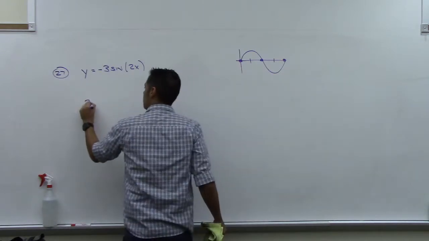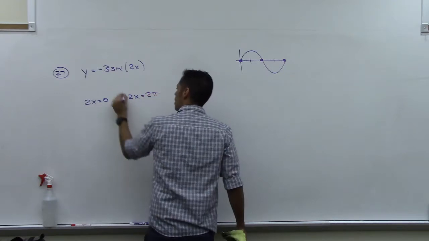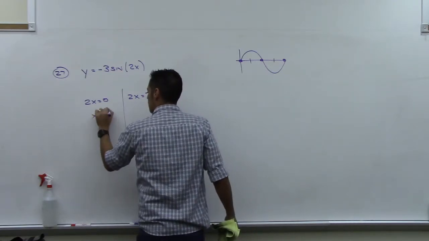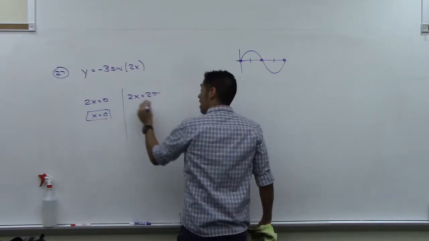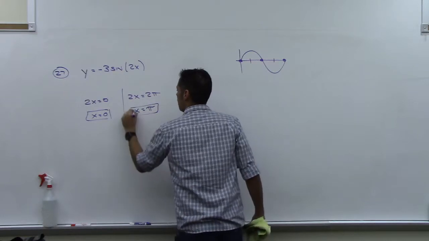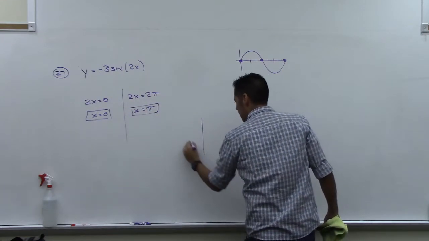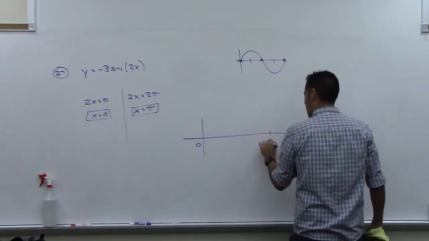So I set 2x equal to 0. I set 2x equal to 2 pi. I solve these, I get 0 here. And here, if I divide both sides by 2, I just get x is pi. So finally we're going to have some fractions here. So I know my graph is going to start here at 0 and end here at pi.